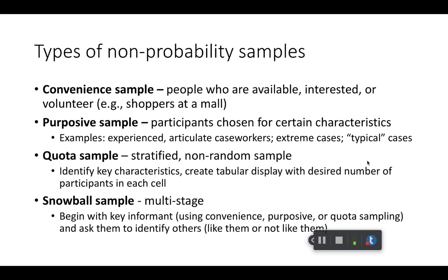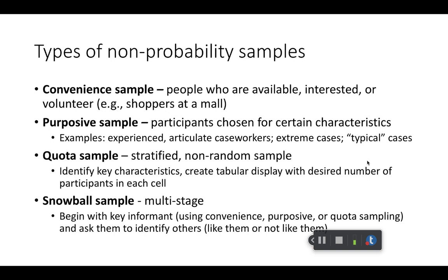Now, another way to take a non-probability sample is to use a purposive, sometimes called judgmental, sample, where you're choosing participants to participate in a study because they have certain characteristics. So you have explicit reasons for picking people to be in your study. I've done this sometimes in studies of social workers or child welfare caseworkers, where we have picked caseworkers because they are experienced and articulate. They're interesting to talk to, they can teach us a lot.